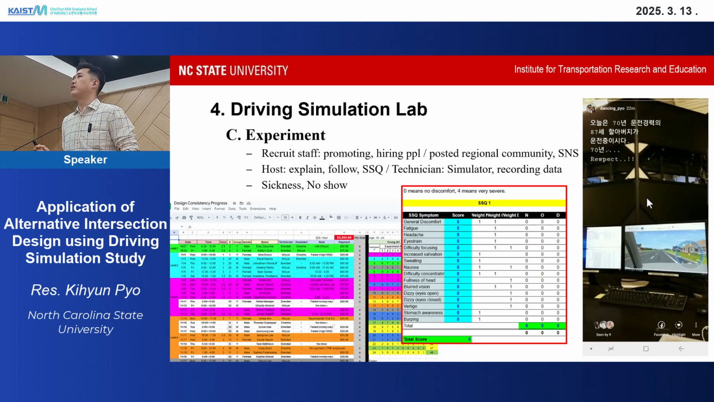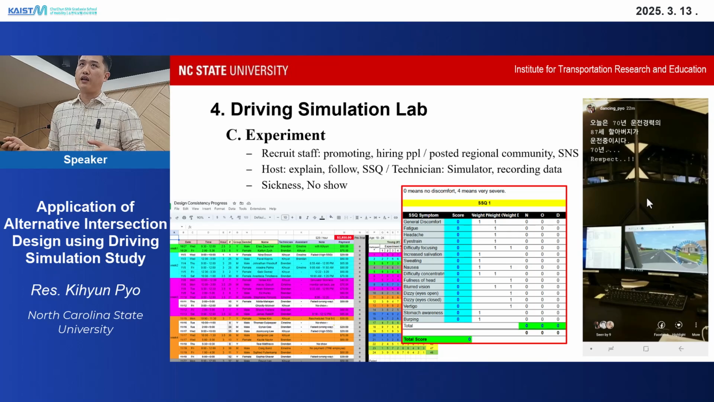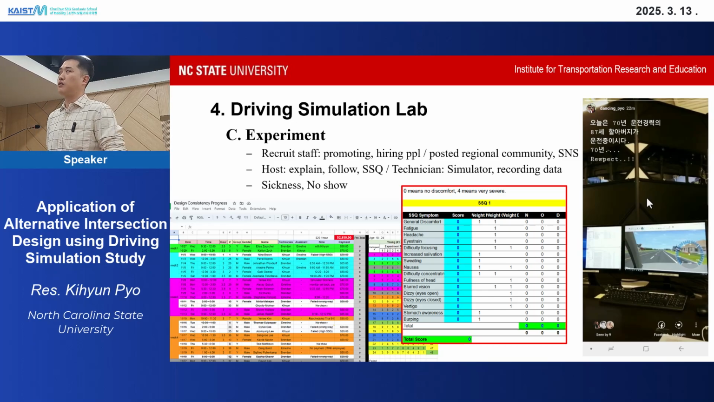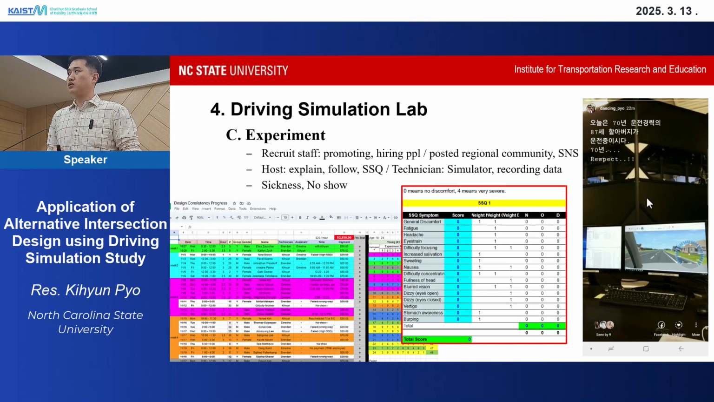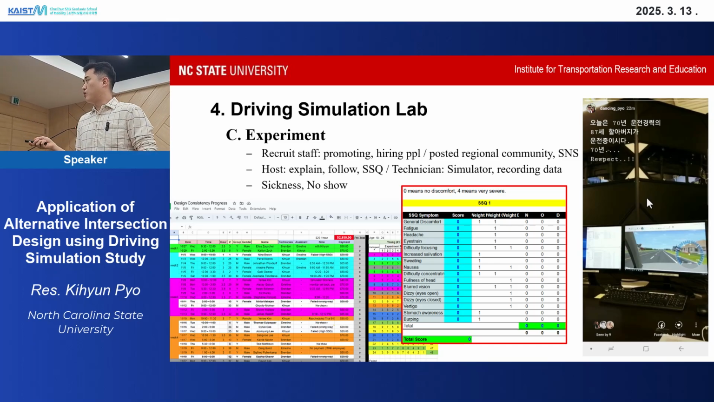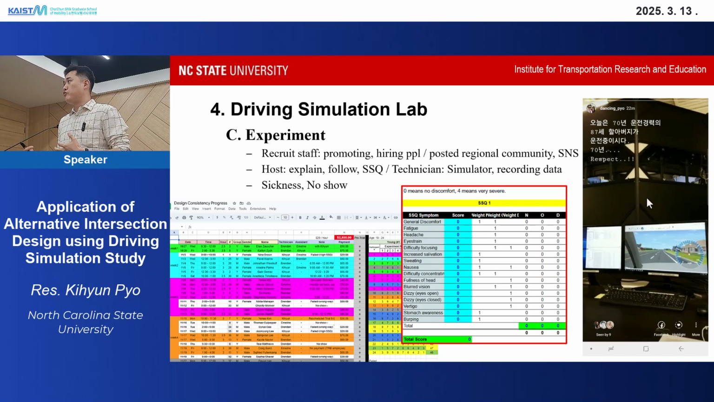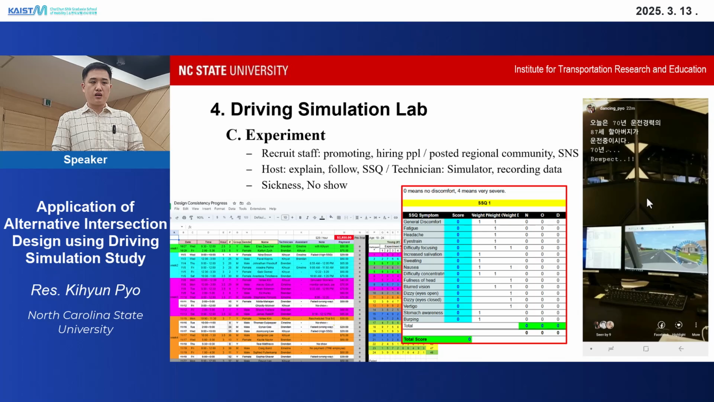In order to run one experiment, we need at least a host and one technician. The host's role is to explain things to the drivers, follow them, and administer the SSQ. The pre-survey is about body condition. The technician turns on the simulator, runs it, and records data and trajectory to keep track of data. The SSQ is a survey to check the body condition of the participants. It is based on the NASA TLX, task load index. Based on that, we can see the participants' general discomfort, nausea, headache, and so on.